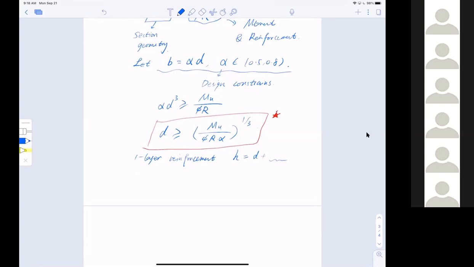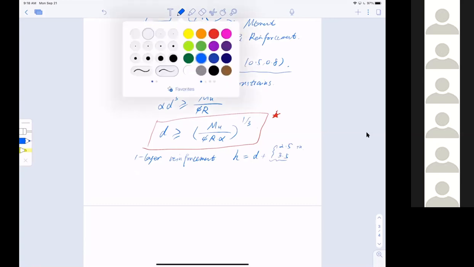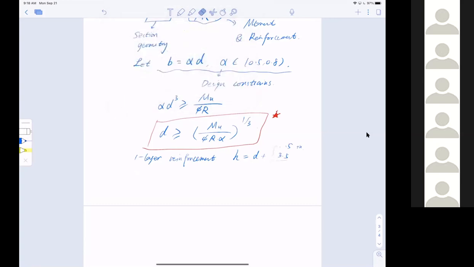A quick help, tips. Is it 2.5? Oh, yeah, 2.5, right? Yeah. Good deal, thanks. So we have a concrete cover of 2.5 inch. All right, so that is what we have here.